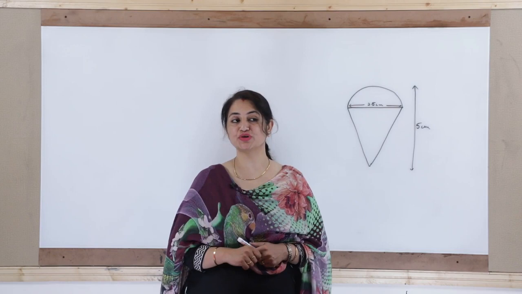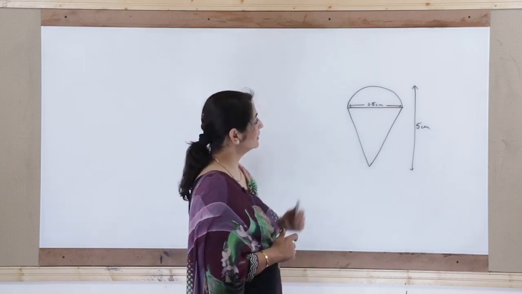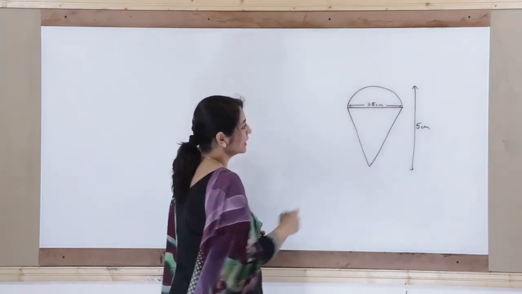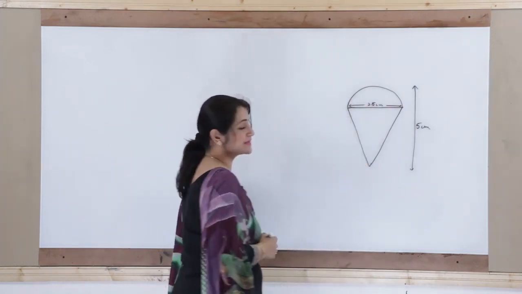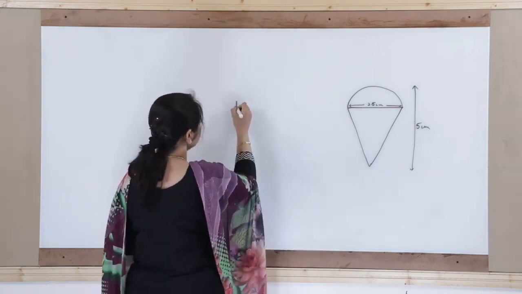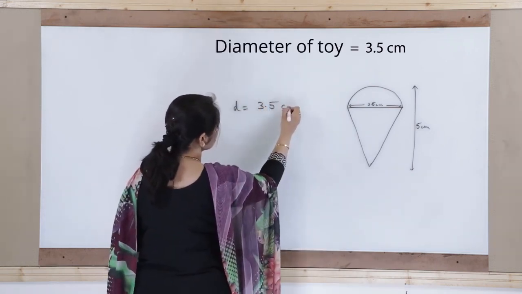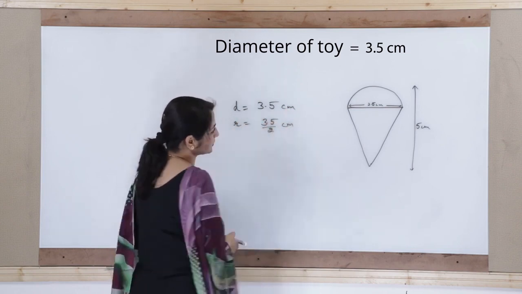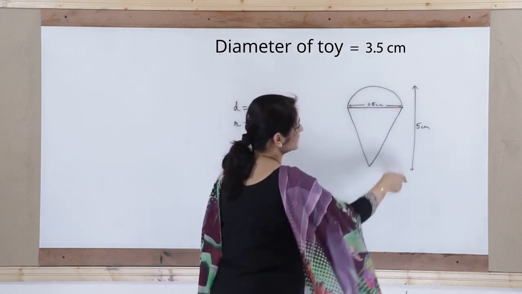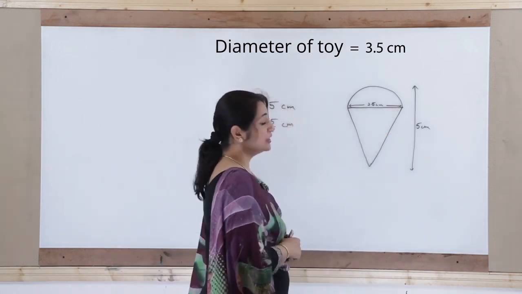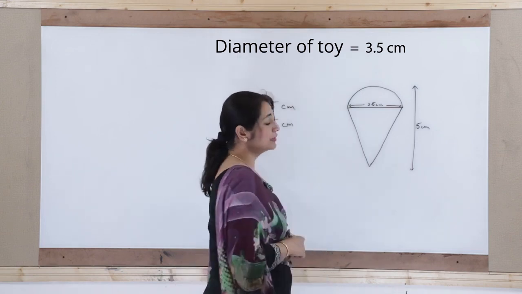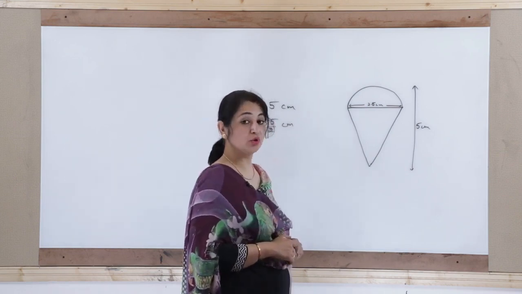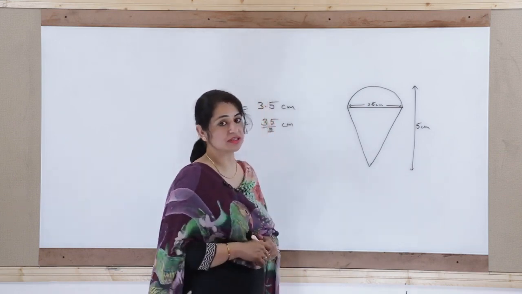So, the first thing we need to do is to make the rough diagram. And here I have made this diagram. Now, the top of the toy is hemispherical and its diameter is given 3.5 centimeters. If diameter is 3.5 centimeters, then its radius will be 3.5 upon 2 centimeters. Now, this total height is given to be 5 centimeters. We need to find out the area of the toy, the complete toy. It is made with a hemisphere and a cone. We need to find out its total surface area.